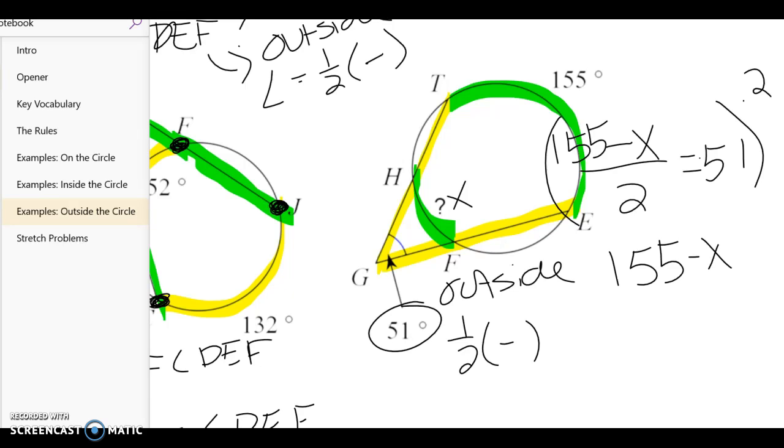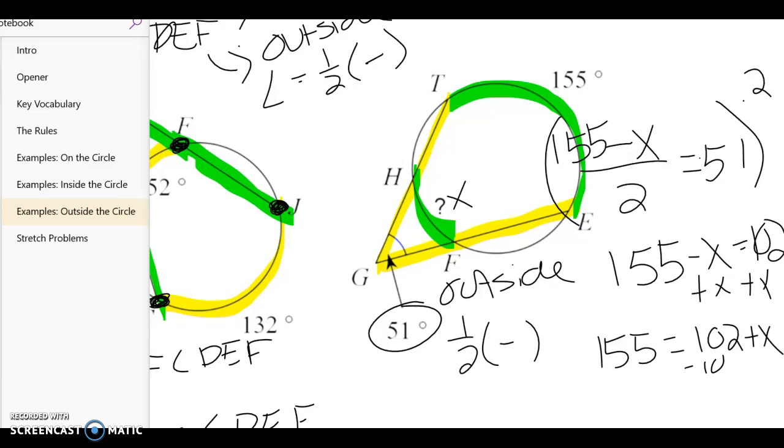155 minus X has to equal, what's 51 times 2? That's 102. I'm much better at multiplying in my head than adding and subtracting. It's kind of embarrassing. So now, I don't like to deal with negative X, so I'm just going to add X to both sides. And I'll have that 155 has to equal 102 plus X. To get X by itself, I will subtract 102 from both sides.